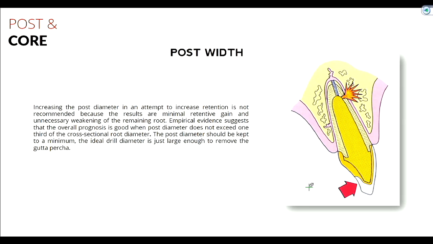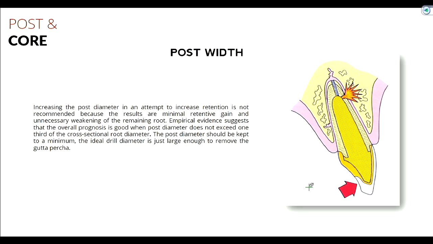All right? How about post width? Obviously, we don't want it too wide. So as a general rule, we say 1/3 the diameter of the canal space. So really what you're trying to do is pick the smallest drill that will remove all the gutta percha at that 2/3 length. If you pick a drill too small, you're going to have a ring of gutta percha still left there, right? If you pick one too wide, you're going to unnecessarily remove too much tooth structure.